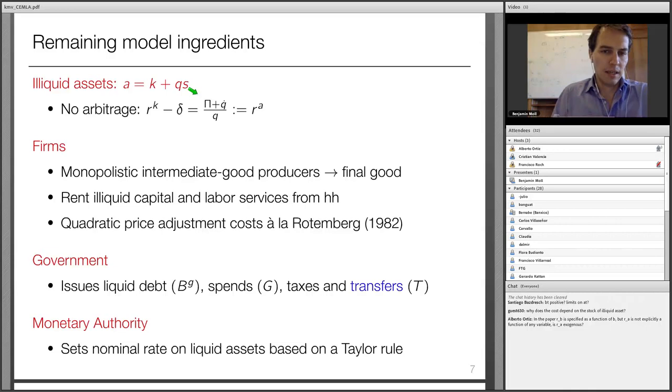Okay. So this is the asset side here. So this is where the RA comes from, the illiquid asset side. On the firm side, these firms are these monopolistically competitive intermediate goods producers.